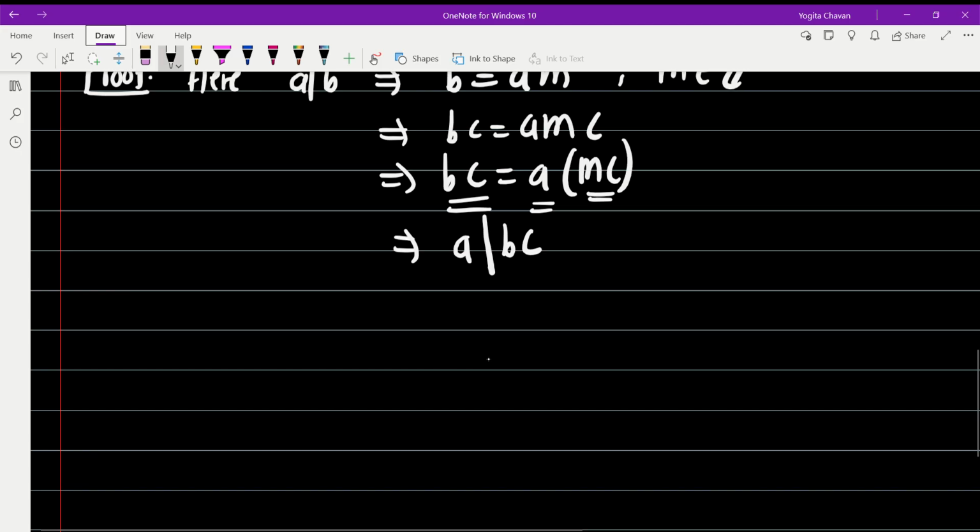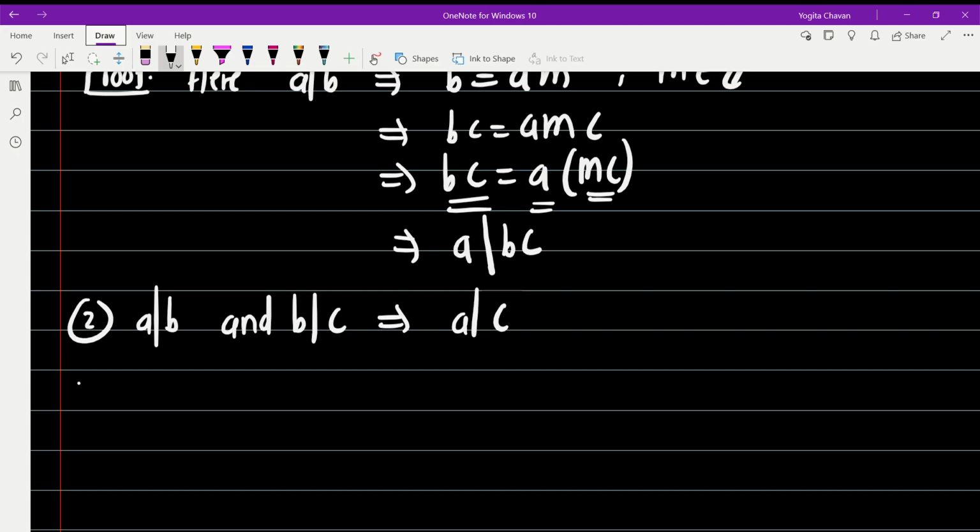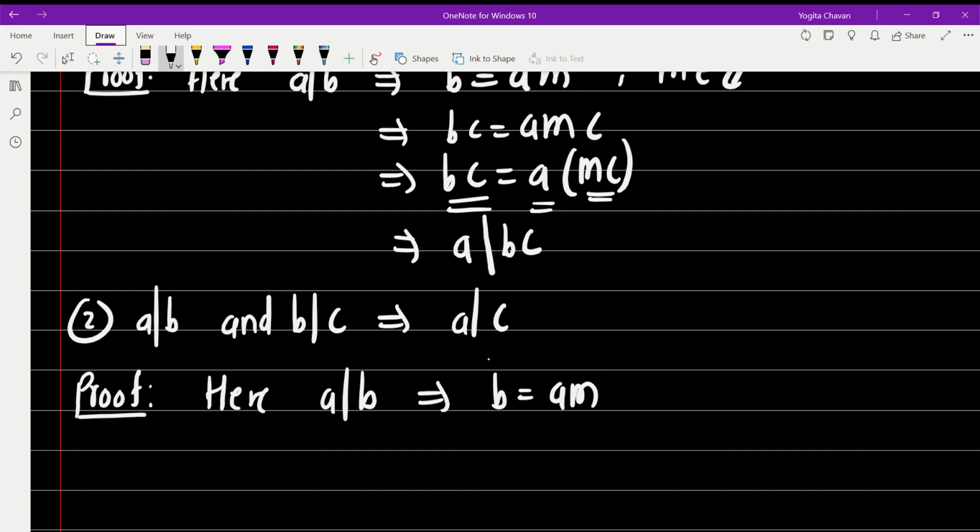Let's see the next property, number 2. If A divides B and B divides C, then this implies A divides C. Okay, let's prove this. Proof. Here A divides B. This implies B is equal to A into m, where m is some integer. And also B divides C. So this implies C is equal to B into, say, n, some n belongs to Z.